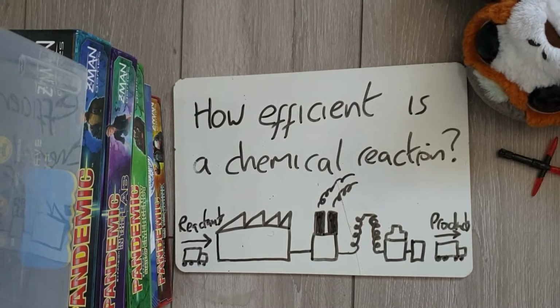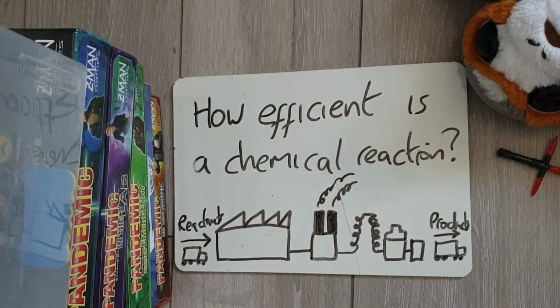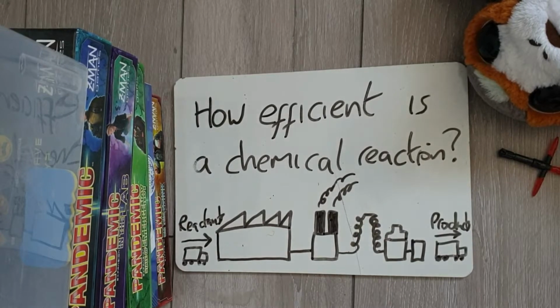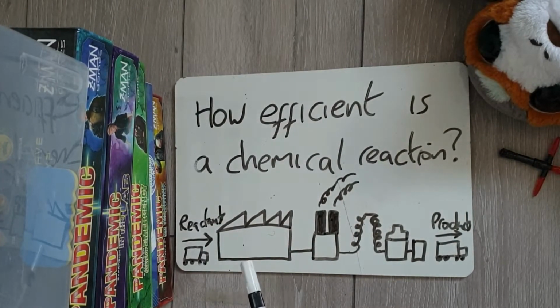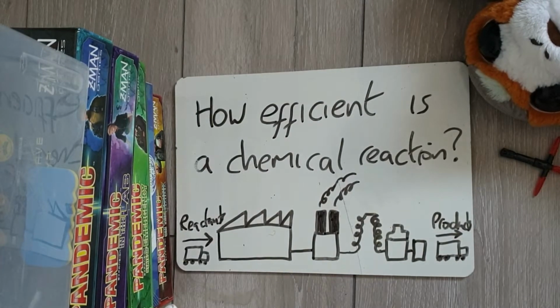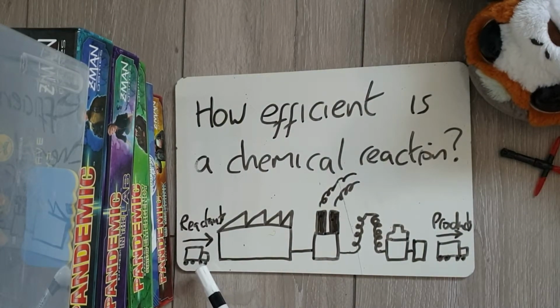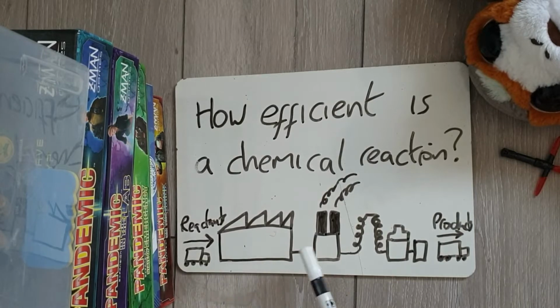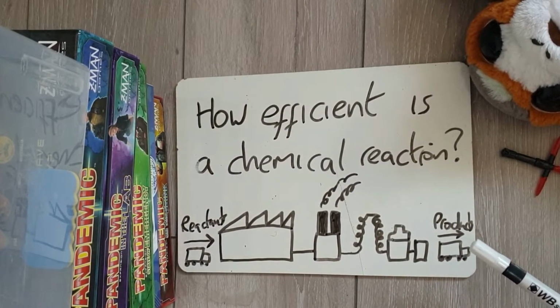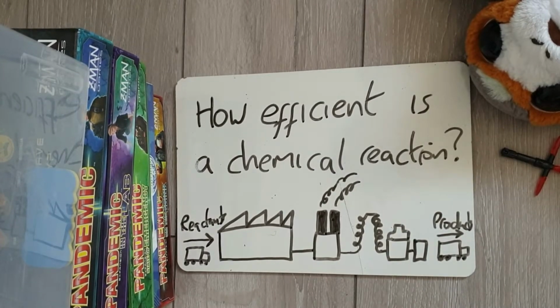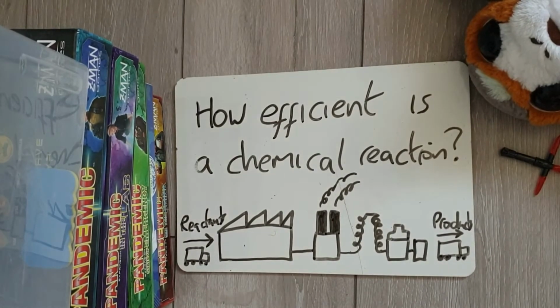Okay, so today's lesson or video is all about how efficient a chemical reaction is. If you owned a factory, a lovely factory, and you were paying for each lorry load of reactants going in, and then it goes through the complicated factory equipment, and then you get a lorry load of products coming out, how can you judge how efficient your process is?